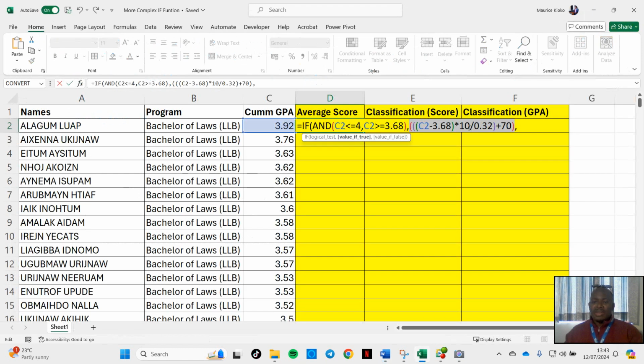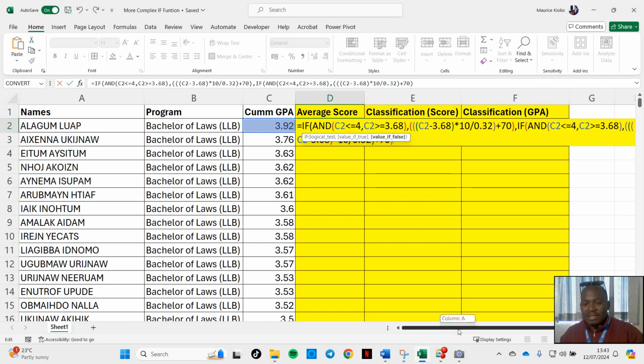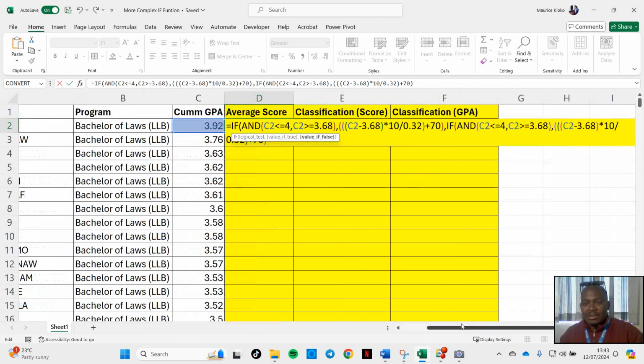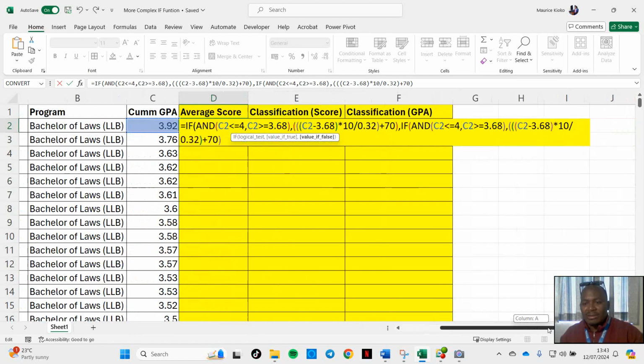Good. We can actually copy the whole of this thing like that, and then we come here and paste it again. Once we paste it again, we are going to edit. The C2 does not change. We're going to edit this scale.